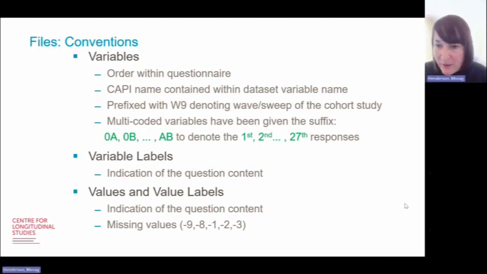The variable labels we hope give an indication of the question content, but again, you could search against what was in the questionnaire itself. And we followed the convention for value labels that indicate the sort of missing values, where those that have refused an answer to a question have been given the value of -9, those who don't know -8, those for whom it's not applicable -1. And again, this will all be documented in the user guide, so please refer to that for more detail. But this is just an overview of the datasets and structure and the naming conventions.